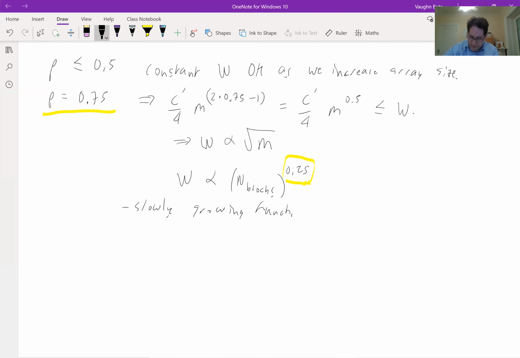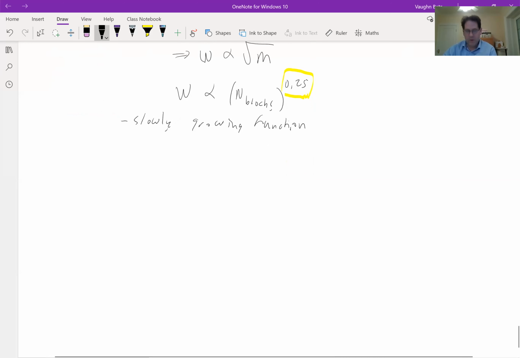If you decided that you only wanted to route circuits with very good locality, these ones with rent exponent less than 0.5, you don't even have to change your channel width. If you want to do better than that, and you probably do, then you're going to increase your channel width, but you can increase it quite slowly.